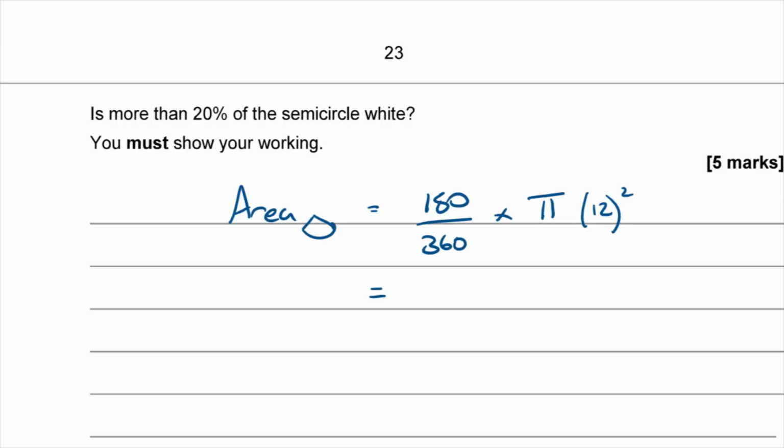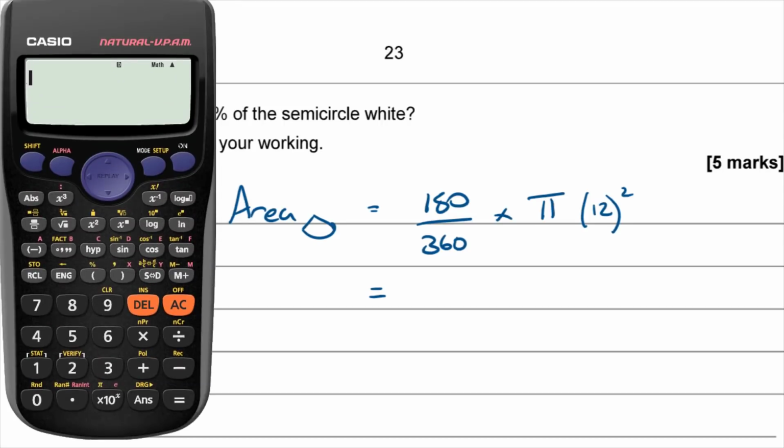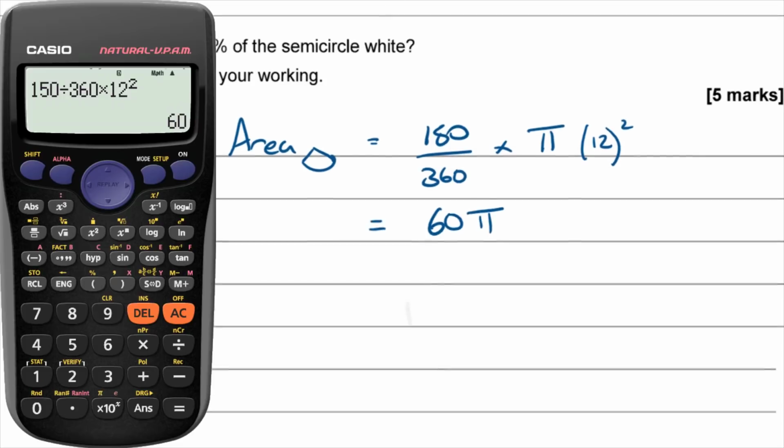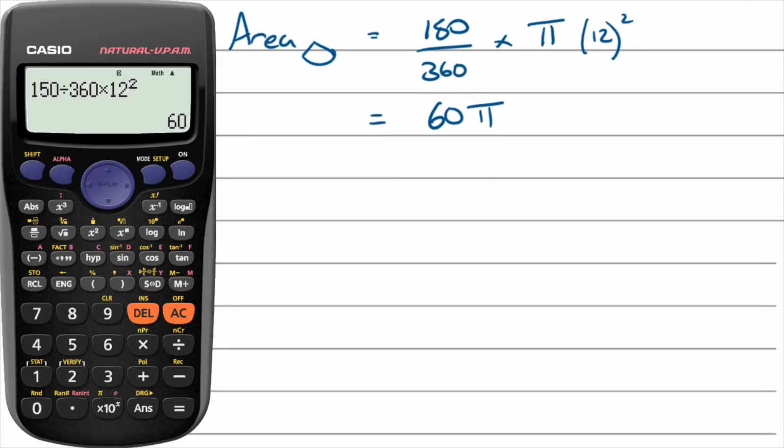So the area of the sector is going to be 150 divided by 360 times pi times 12 squared. I'm going to leave it in terms of pi for now, because they both have pi in them, and I want to compare them, and the pi's will drop out. So that is 60 pi. I'll keep the numbers easier if I do it this way. So the area of the white part is going to be 60 pi.